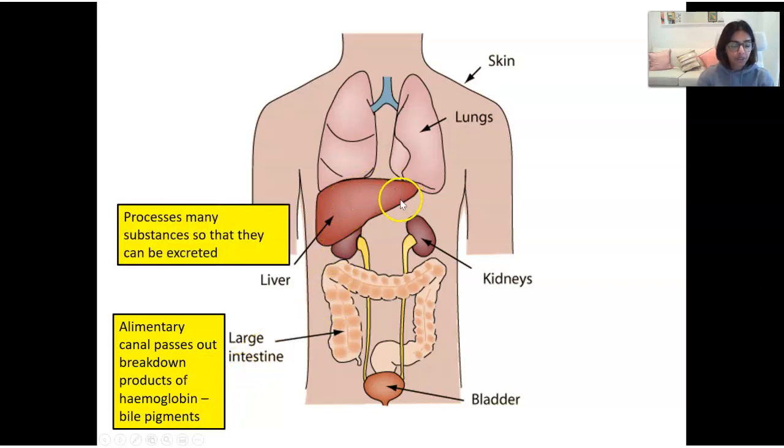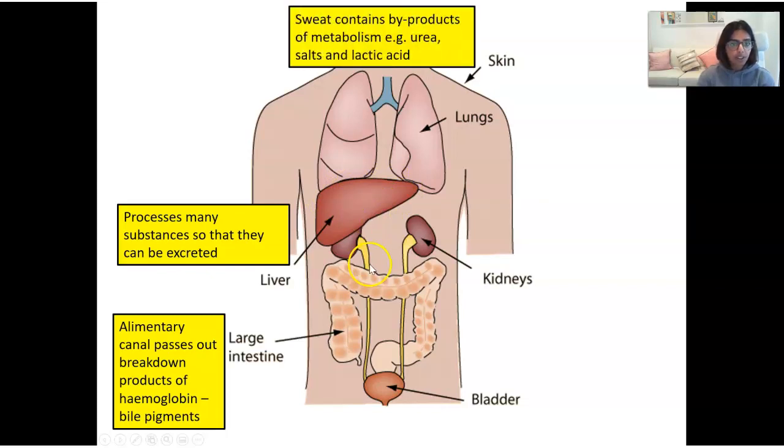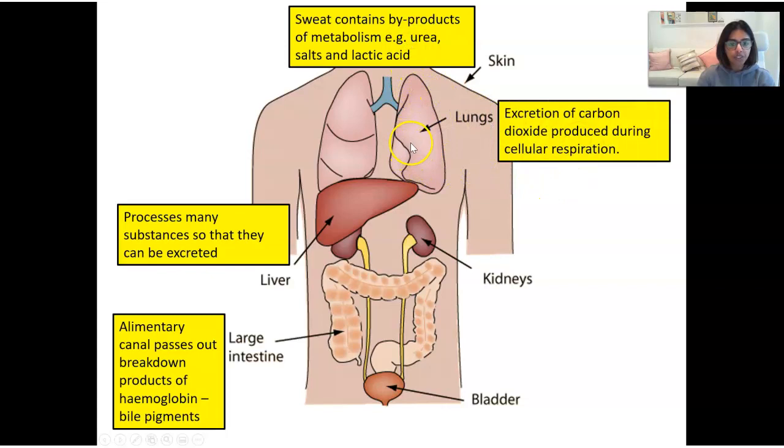We also have the liver, which is a major excretory organ. Substances can pass through here for excretion. Those worn out red blood cells will undergo a chemical process in the liver before they go to the large intestine to form bile pigment. The lungs and the skin shown up here, they produce metabolic waste. So the skin will produce urea, salts and lactic acid in the form of sweat. And we have the lungs, which excrete carbon dioxide and water vapor from cellular respiration.